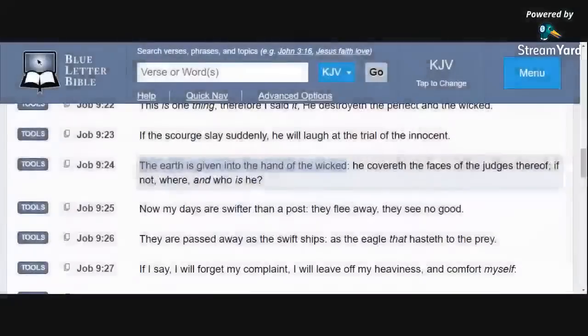Well, let's read a little further. The earth is given into the hand of the wicked. He covereth the faces of the judges thereof. If not, wherein who is he? Now he's got a different complexion, no pun intended. This wicked covered the faces up. Did he not? He said, I'm you, you're somebody else. This is that, that is this. He did that. Right?